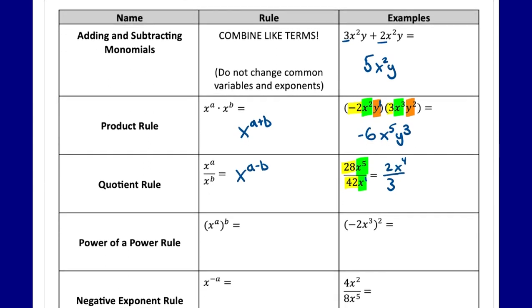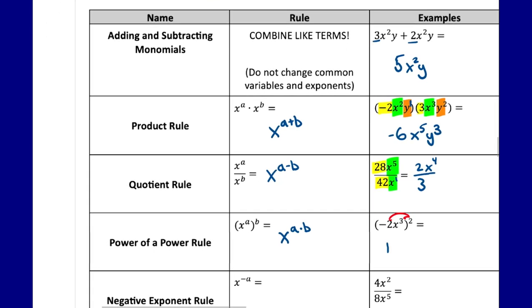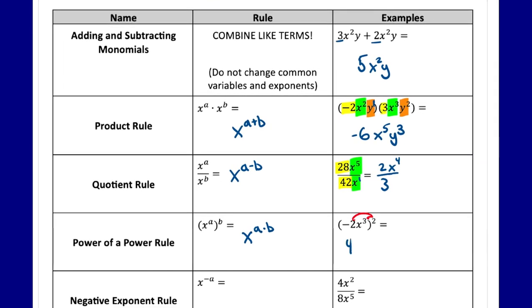Power of a power rule, x to the power of a, all to the power of b. I multiply my exponents: x to the power of a times b. Again, if I have multiple components and they're all in a bracket raised to a power, that exponent applies to everything. So negative 2 to the power of 2 is 4. Then 4x cubed to the power of 2, I multiply. 3 times 2 is 6. So this works out to 4x to the power of 6.